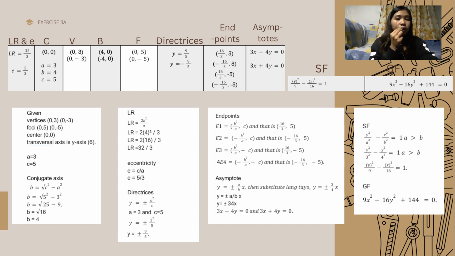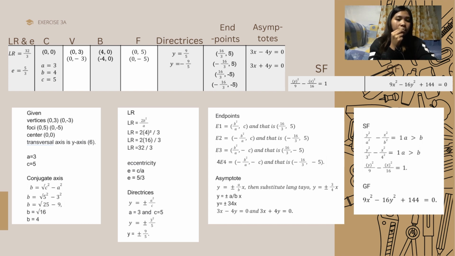So, to get that, we're going to use the formula na same lang dun sa ginamit natin kanina, sa number 1. Where B is equals to square root ng C squared minus A squared. And then, substitute lang natin yung value na dapat natin i-substitute. Kung saan yung C natin is equals to 5 and yung A natin is equals to 3. So, that will be B is equals to square root of 5 squared minus 3 squared.